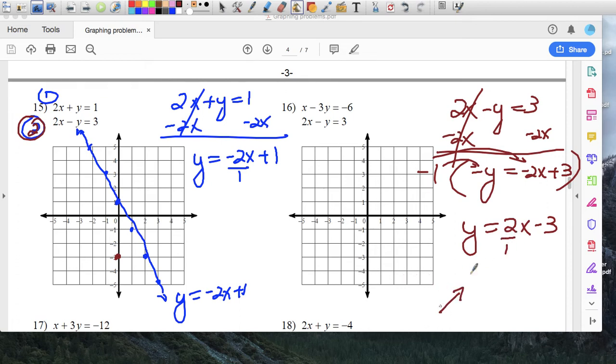3 over 3 is 1. 1 times y is just y. This becomes negative x over 3, and I'm going to write it as negative 1/3 x. And 12 divided by 3 is 4. So my y-intercept is negative 4 right here.